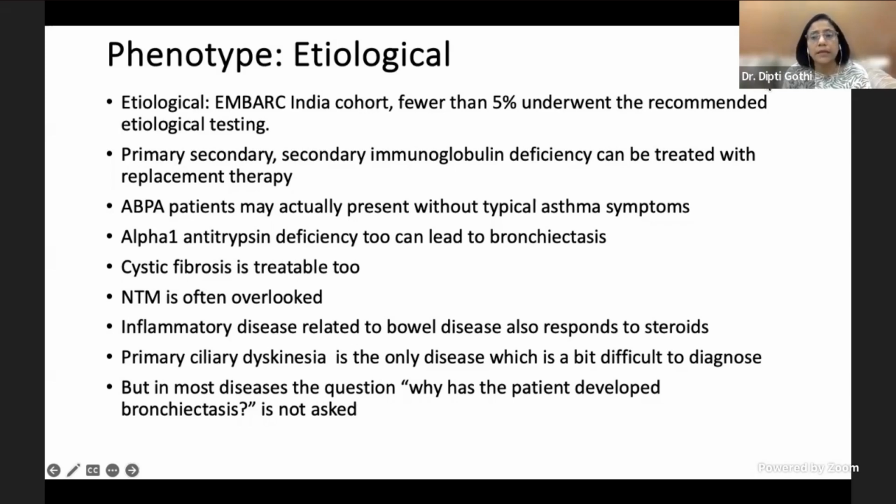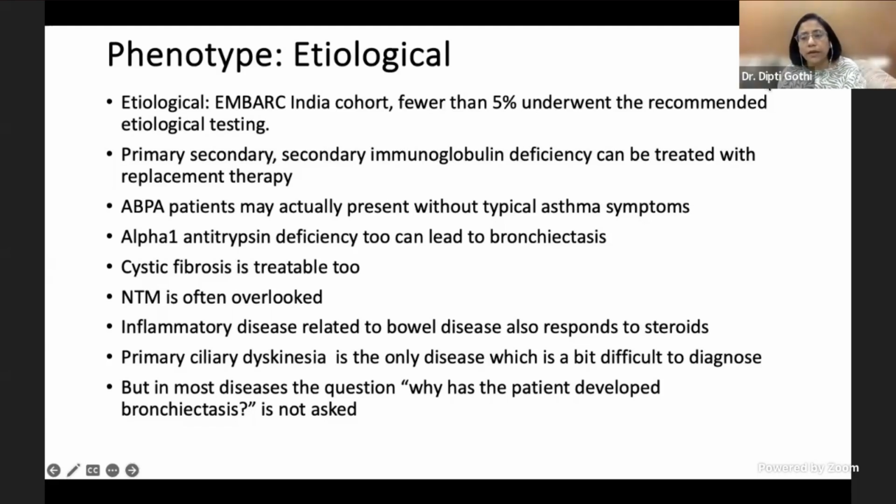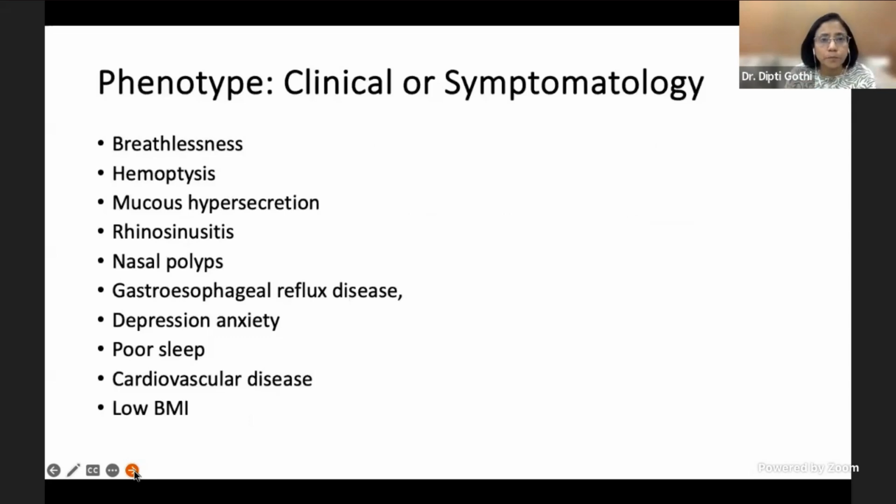Out of all the diseases just listed, primary ciliary dyskinesia is the only one which is a little difficult to diagnose, because one needs electron microscopy, and electron microscopy would confirm the diagnosis. However, the rest of the things can easily be diagnosed, and should be diagnosed and looked for in most cases. The central question is why the patient has developed bronchiectasis. If infection is ruled out and all other diseases are ruled out, then only can one label it as idiopathic bronchiectasis.